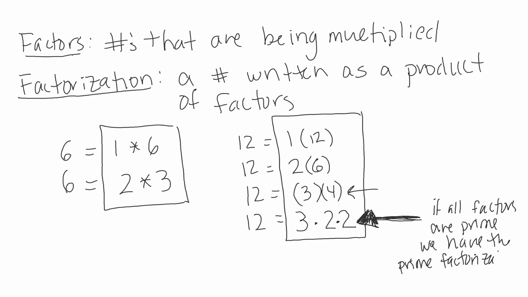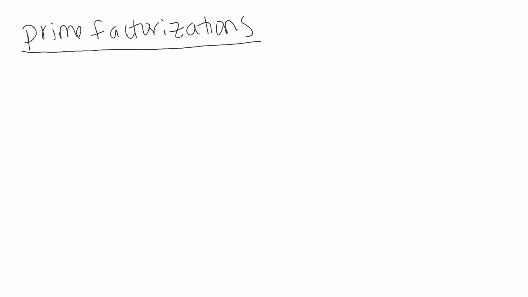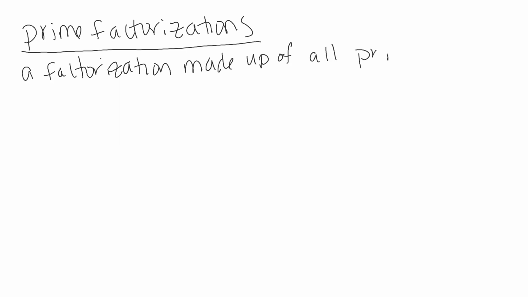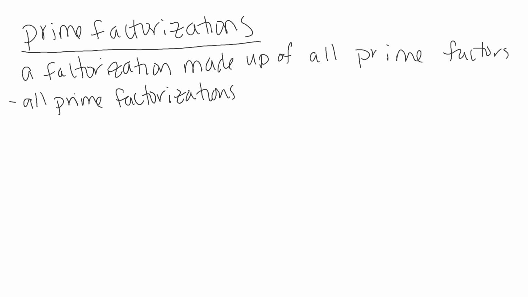So every number has a prime factorization, and every prime factorization is unique, okay? So prime factorization, this is a factorization made up of all prime factors. All prime factorizations are unique. And what that means is no two numbers have the same prime factorization.